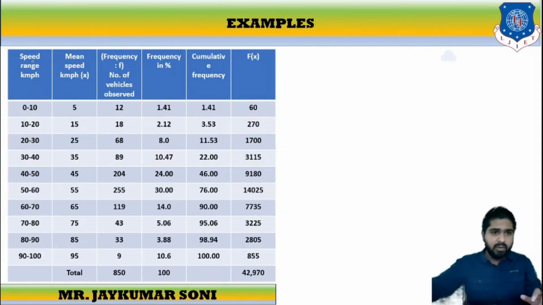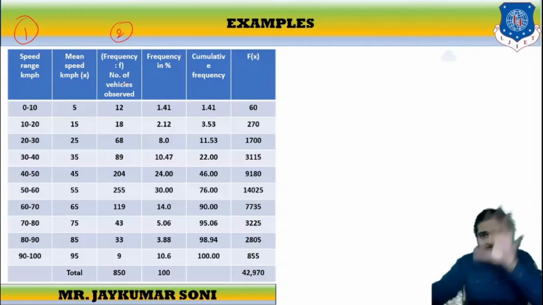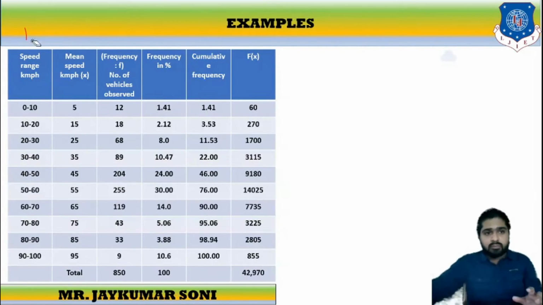I already have this column and this column. The number of vehicles is called the frequency, F. So we have the table's column number 1 and column number 3. These two things we are already having.